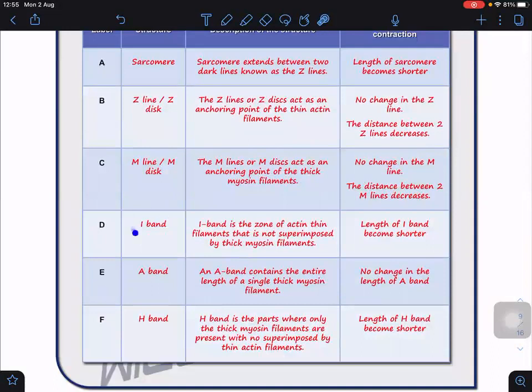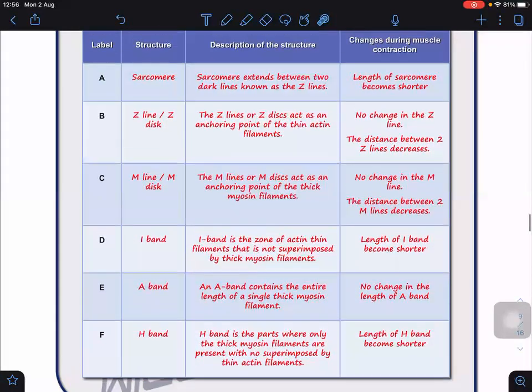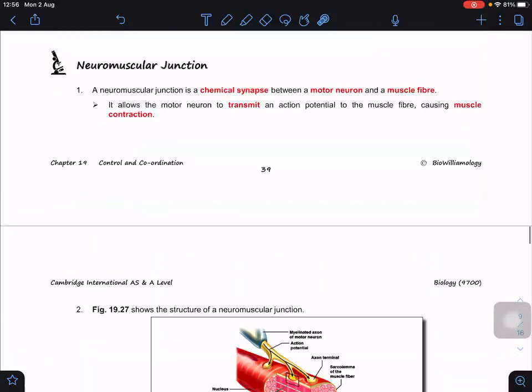The I-band is a zone containing actin thin filaments only, not superimposed by the thick myosin filaments. The I-band becomes shorter during muscle contraction. The A-band contains the entire length of the single thick myosin filaments, and there is no change in its length during contraction. Then structure F is the H-band, the part where only thick myosin filaments are present, not superimposed by actin filaments, and its length becomes shorter. With this, I've done the first part of the lesson.